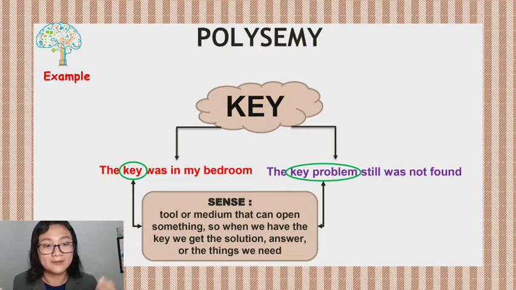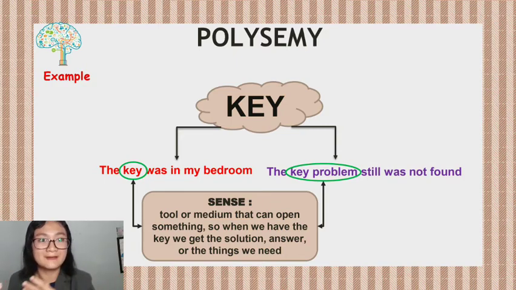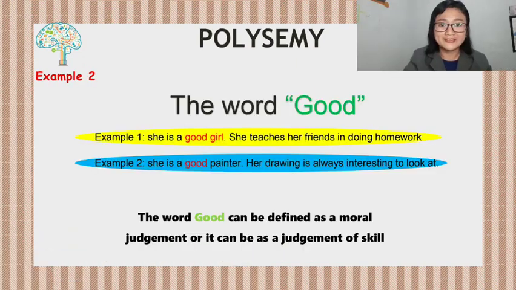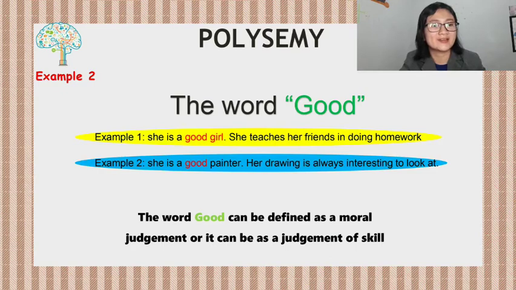That also happens in the first sentence, when we get the key in my bedroom. It means that we can get something when we can open the door, maybe we can open the cupboard. So the sense is important here. Hopefully this example will make you understand polysemy. Well, now we try to give you a second example that hopefully can make you understand more about polysemy.